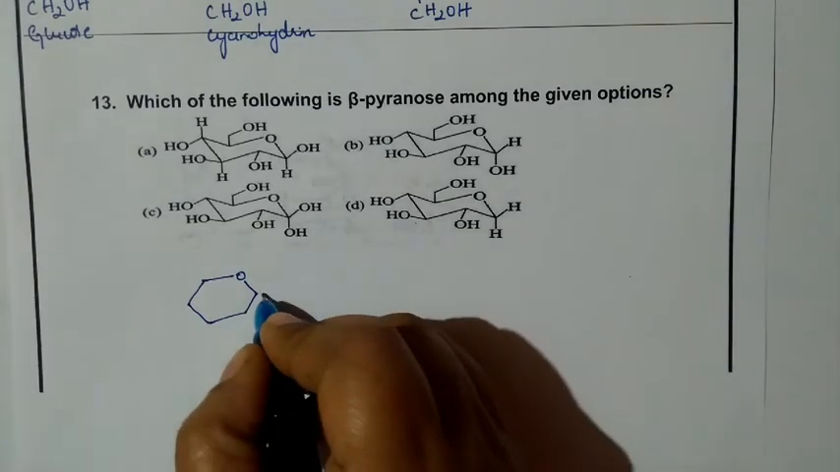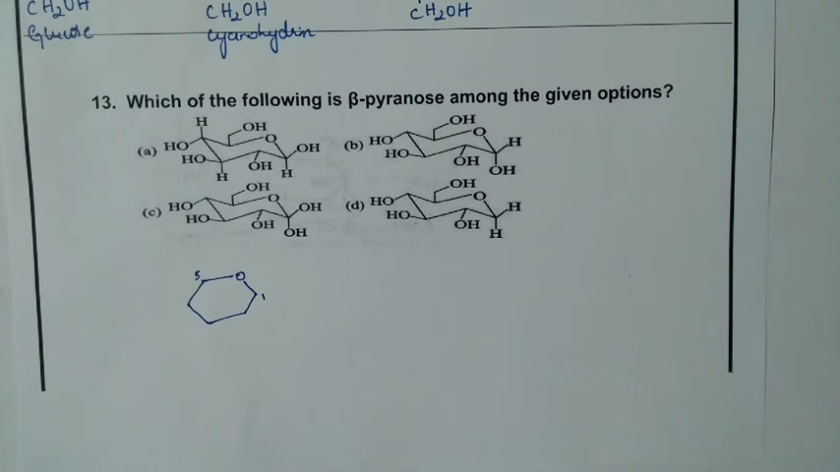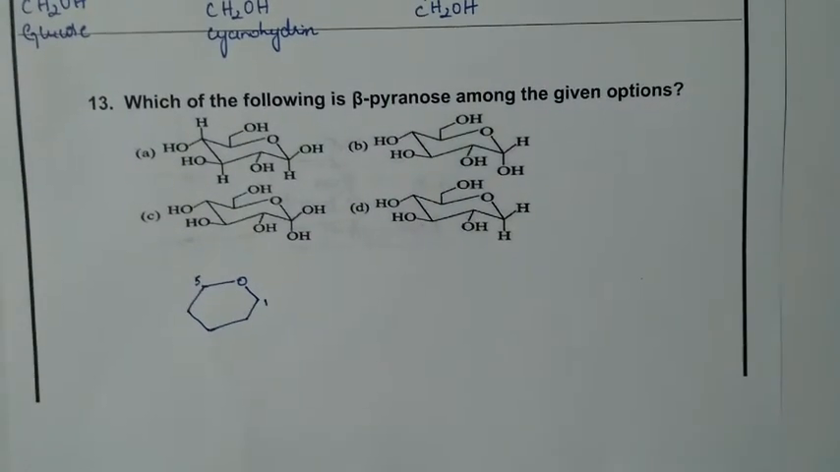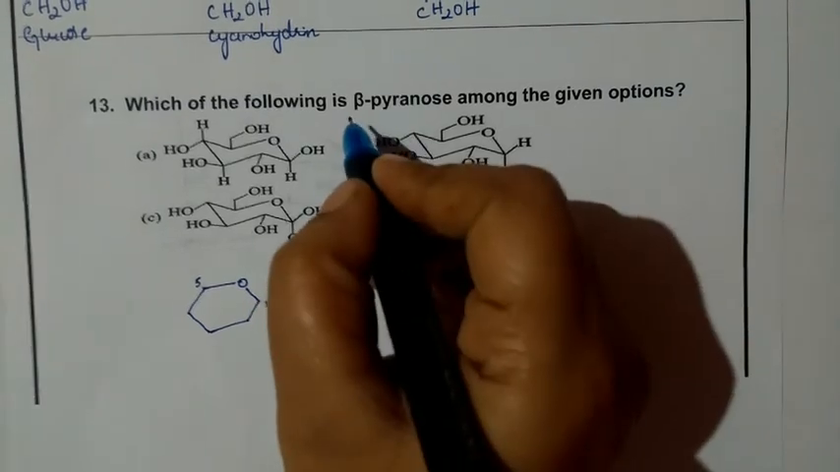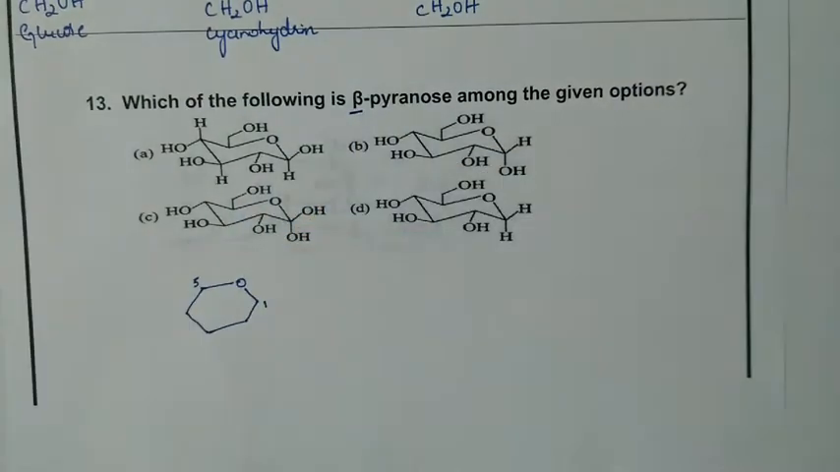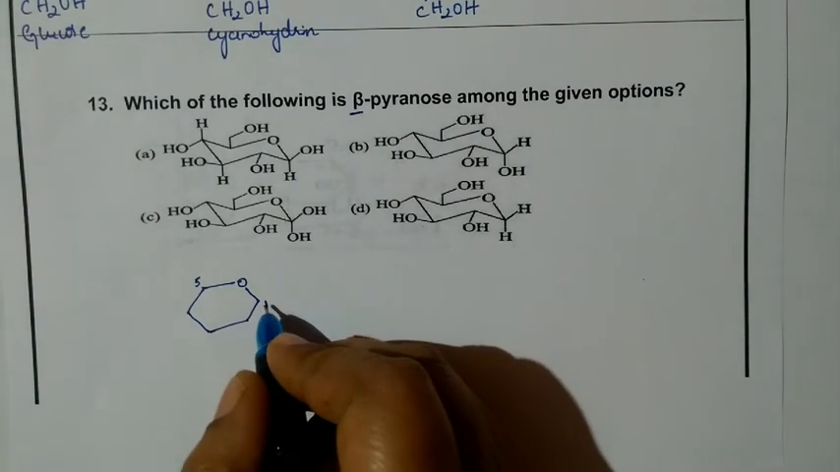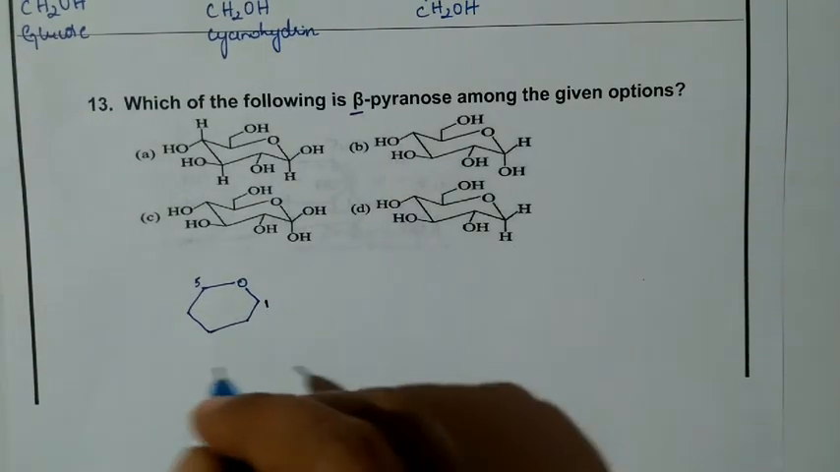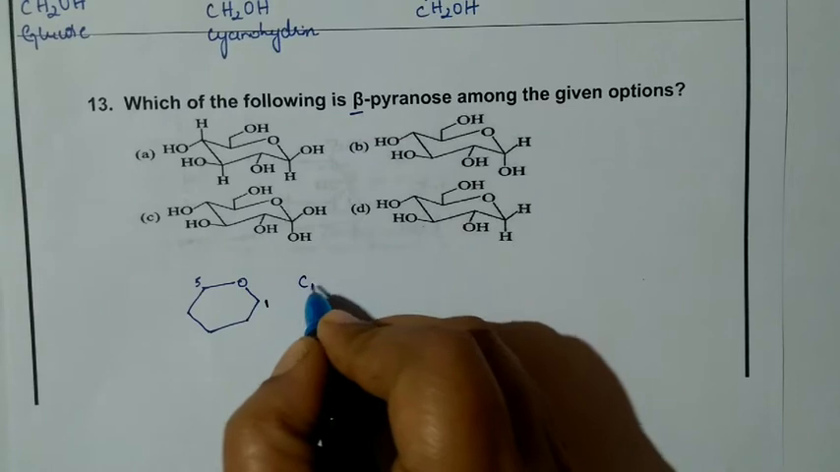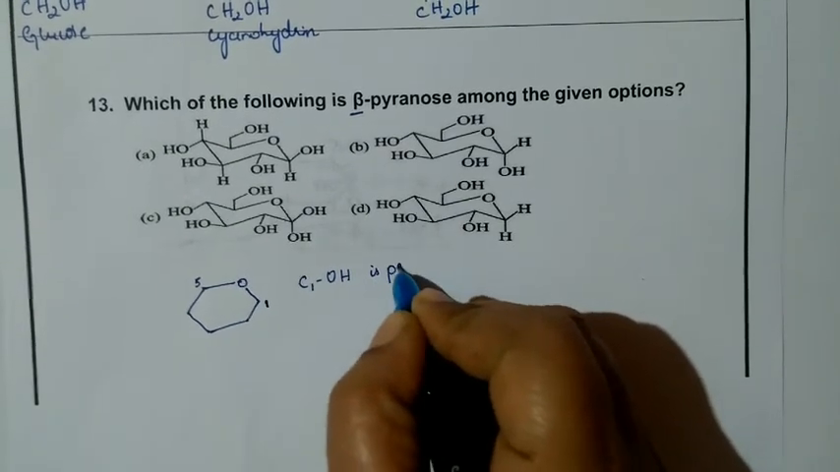So this is our first carbon and this is our fifth carbon. This is what we have studied. And one more important thing is that beta has been indicated. If it is beta, then the OH group will be present on the first carbon. It is always the first carbon. So C1 OH is present.